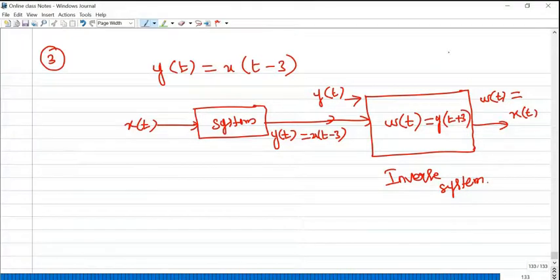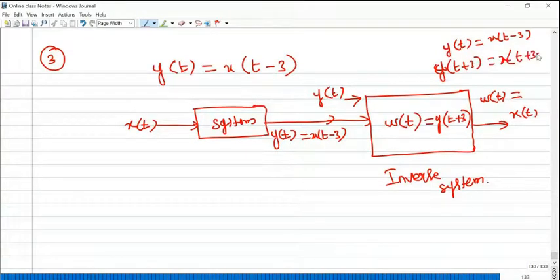So this is y(t) equal to x(t) minus 3. If you replace with y(t) plus 3, wherever t is there, t is replaced by t plus 3. So the 3 will be cancelled, and we get x(t). So this is an example for an invertible system.